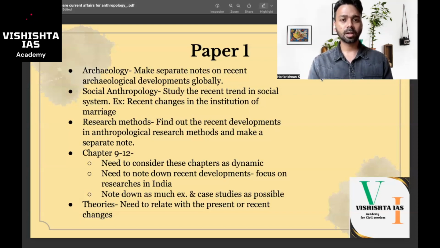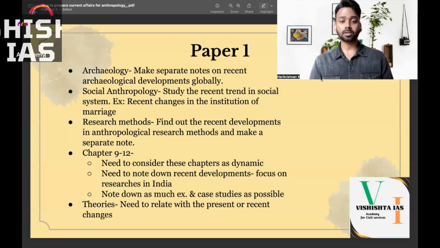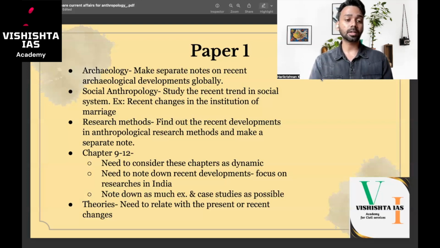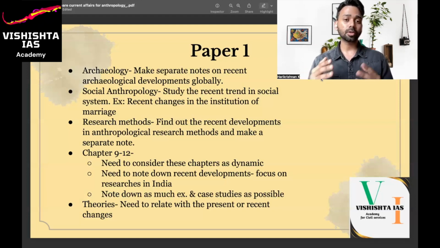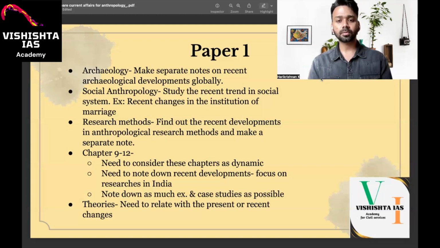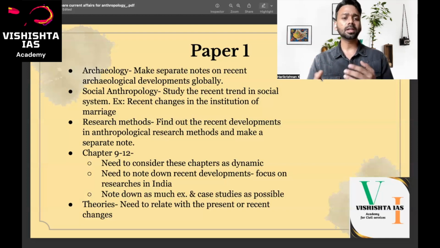About research methods, usually, we never got questions outside of the conventional topics which we study, but in recent times, they have started asking questions from the current perspective too. So for this, you will have to do a little research of your own. You will have to understand if there is any recent invention or recent change in the way research methods are happening.